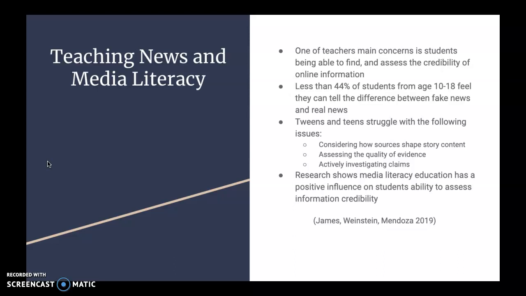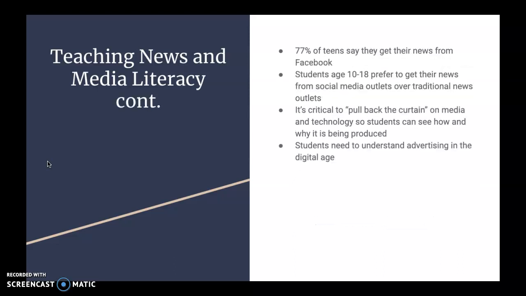And one of teachers' main concerns is students being able to find and assess the credibility of online information. Less than 44% of students from the age of 10 to 18 feel that they can tell the difference between fake news and real news. And you think about all the things online, that's pretty scary. Tweens and teens struggle with the following issues: considering how sources shape story content, assessing the quality of evidence, and actively investigating claims. Research shows media literacy education has a positive influence on students' ability to assess information credibility.